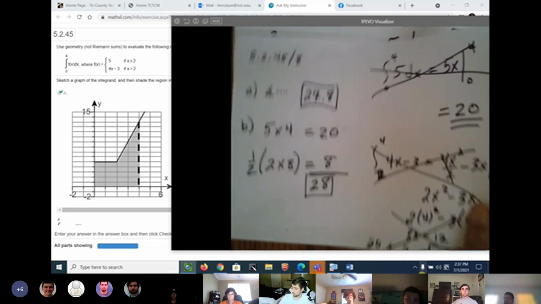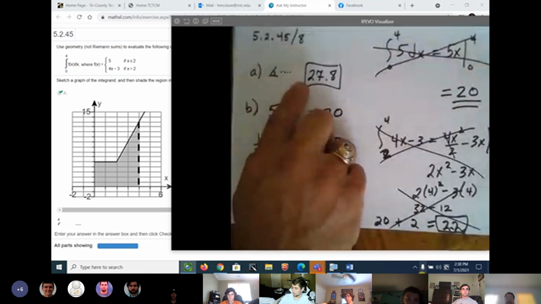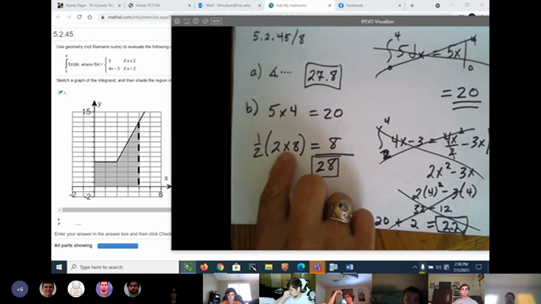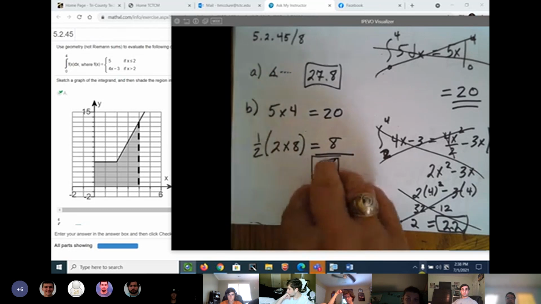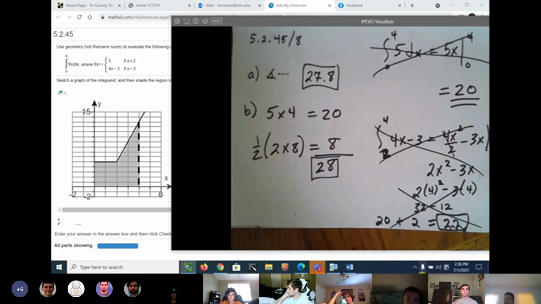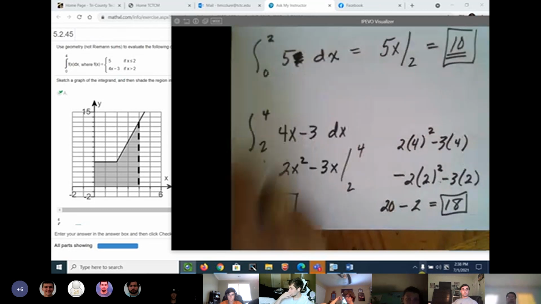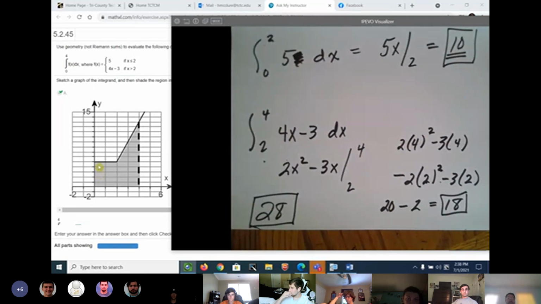So again, you can do it by eyeballing, by counting the blocks. You can do it by geometry and algebra. Or you can do it after you get your numbers right. Sorry about that. From 0 to 2, that's this area under 5. Y is equal to 5, that's a straight line. And then from 2 to 4, it's under 4x minus 3.